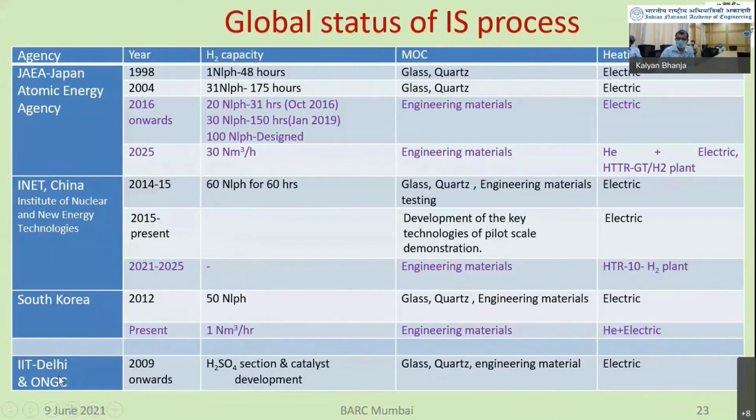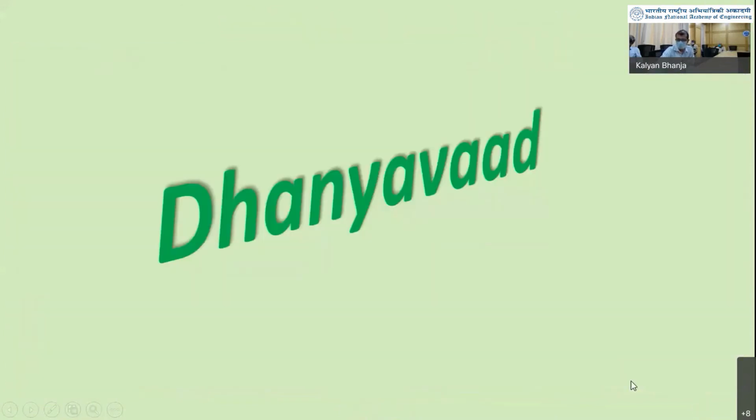And IIT Delhi and ONGC have been working on this IS process for the sulfuric acid section, catalyst development, and some Bunsen section studies, also using electrical heat naturally. So with this I end. Dhanyawad.